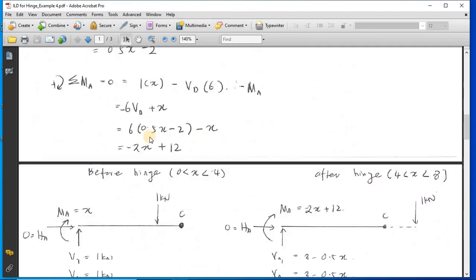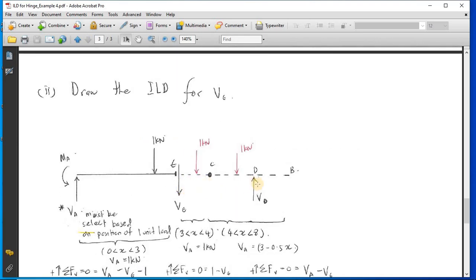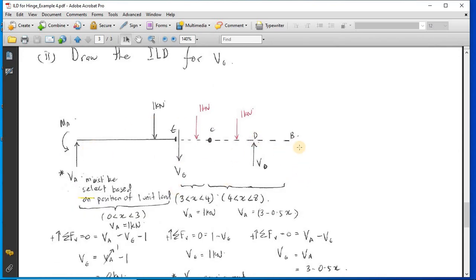This ILD for shear force is a bit complicated. Never mind, just give full attention to this. This is the diagram that I'm going to use to develop the equation of shear force before I can draw the ILD for the shear force at point E. I decided early in the steps that I want to consider the diagram before point E.